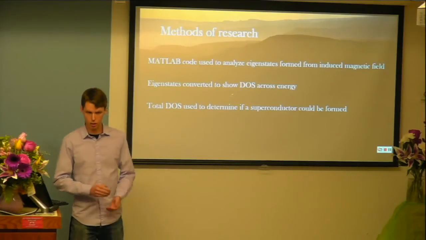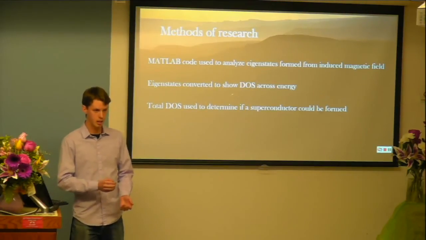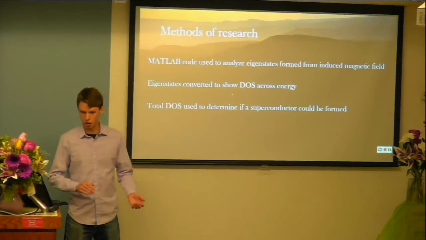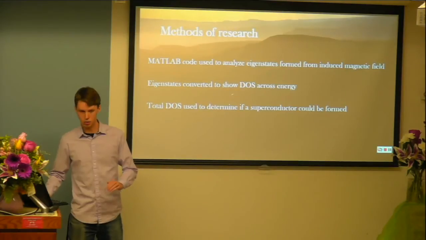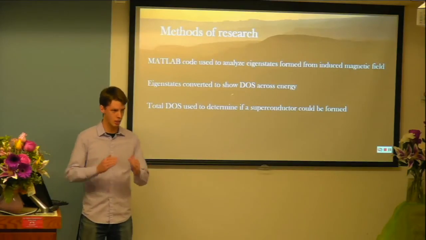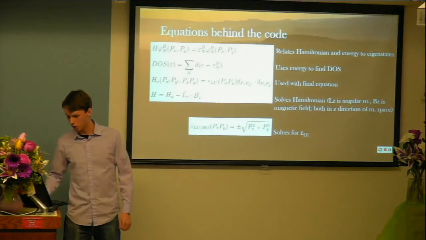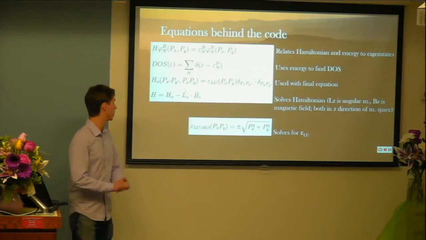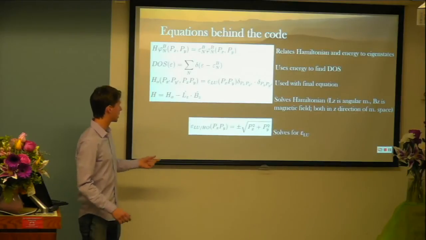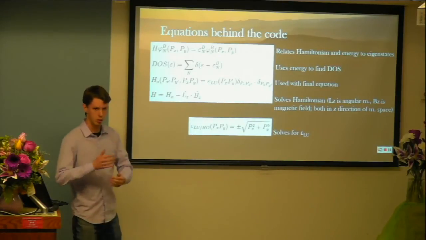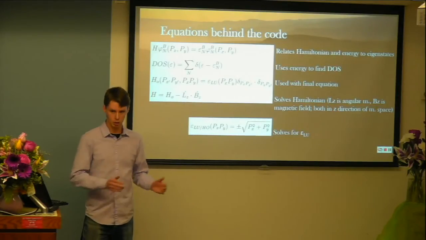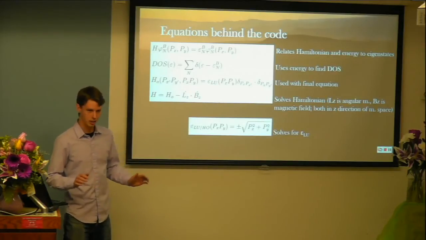And so through this, we took the eigenstates that were found through this code, and they were converted to density of states across energy. And then that was used to determine if a superconductor could be formed based on how the density of states reacted. And so some equations that were helpful in doing this. This first equation relates the Hamiltonian to energy in the eigenstates. And a lot of these are really intertwined, so actually doing this computationally may be incredibly challenging, which is why a code was used, because I'm not sure I could do any of this by hand.